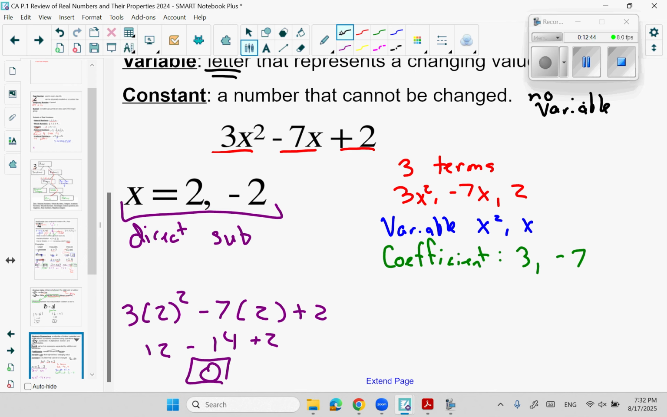And I can do the exact same thing for -2. So 3 times -2 quantity squared minus 7 times -2 plus 2. -2 squared is 4 times 3 is 12. -7 times -2 is +14. 12 plus 14 plus 2 is 28.